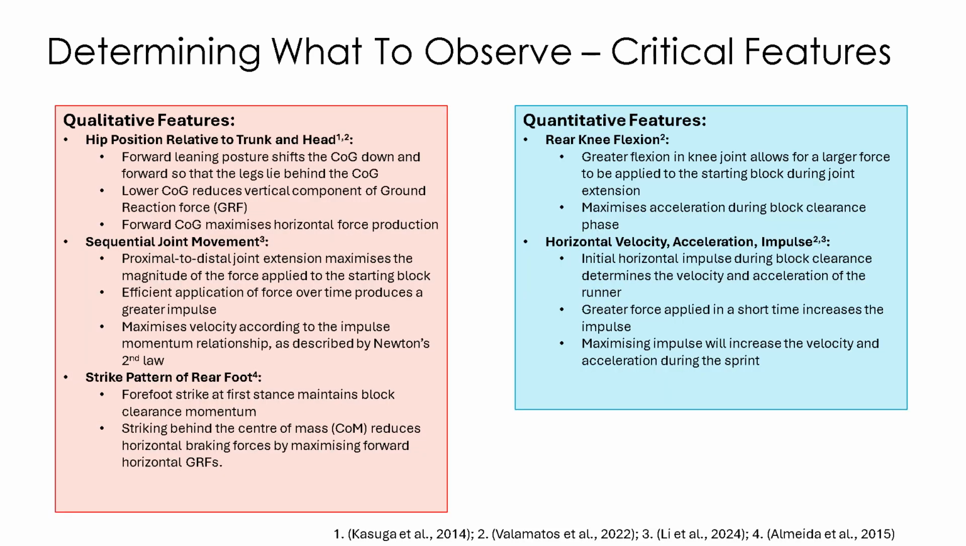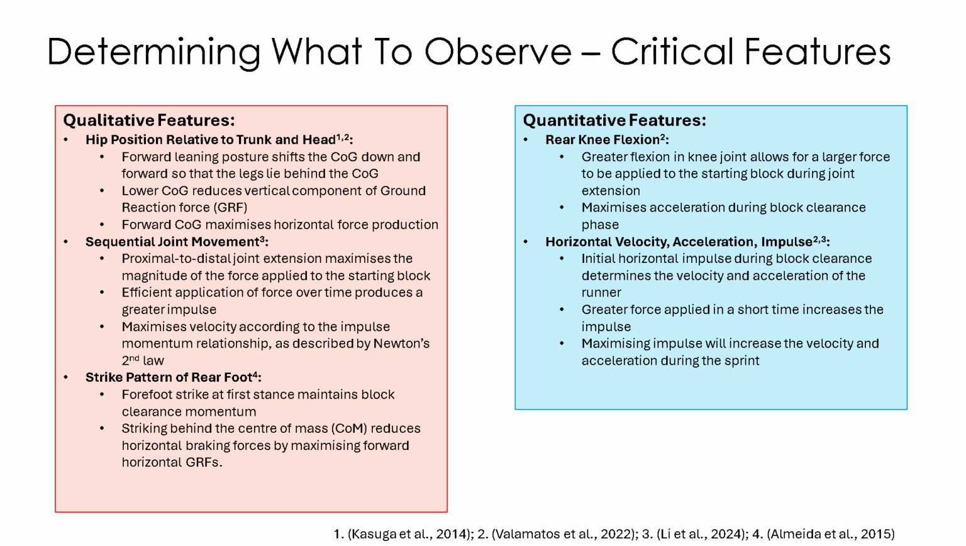There are many biomechanical principles that are important to each of these critical features and can be used to analyze the performance of the skill. An ideal set position requires the hips to be raised higher than the shoulders, with the head and neck aligned with the spine. This shifts the center of gravity down and forward such that both legs lie behind the line of gravity. A lower center of gravity reduces the vertical component of the ground reaction force and facilitates horizontal force production, which maximizes the horizontal velocity and acceleration during the sprint start.